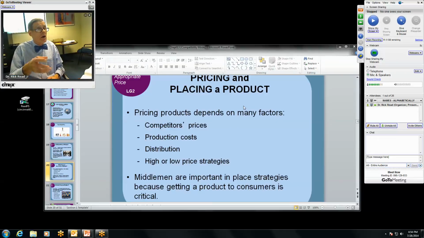And then we're going to talk about middlemen. We'll talk about that a little more when we get into distribution: wholesalers and folks of that nature. These are important people in getting product into places because they are the ones who really have more interaction in some cases, not always direct, sometimes indirect, with the consumer.